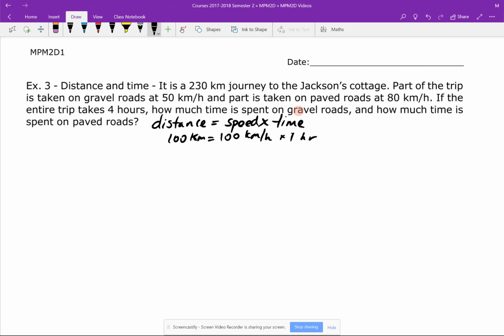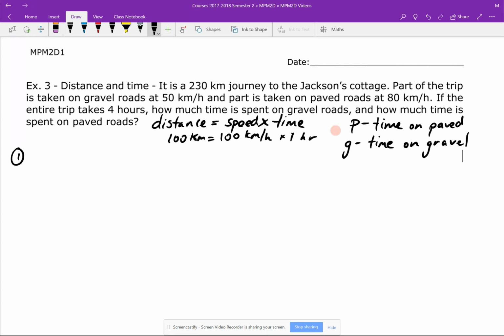Okay, so what are the equations going to be? Well, we need variables first. Let's say P and G, since we have paved and gravel roads. P will be the time spent on the paved road, and G will be the time spent on the gravel road. That's what the question is asking: how much time is spent? So these variables have to represent time. Always look at what the question is asking so you can get a hint on what the variables should represent.